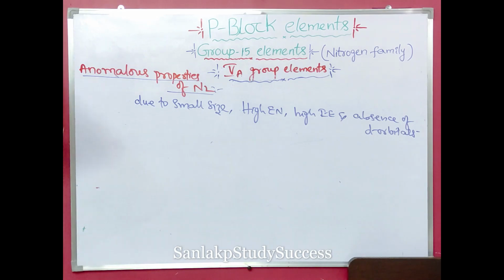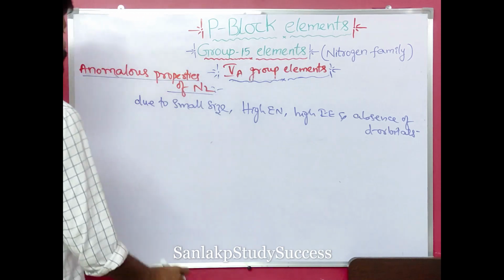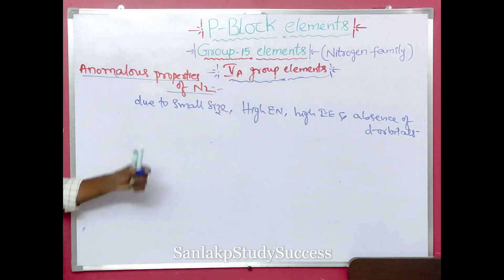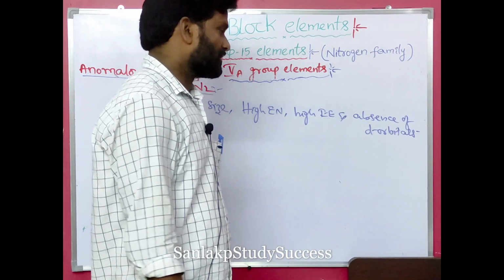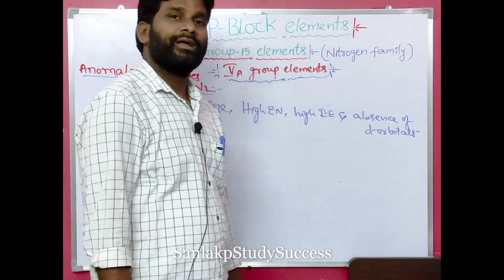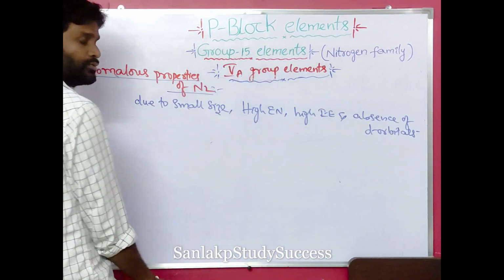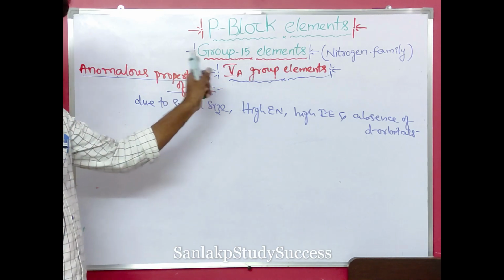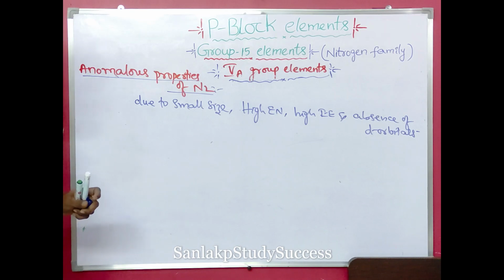Okay, in the p block elements, the first element of any group can show abnormal behavior due to small size, high electronegativity, high ionization energy and absence of d orbitals. Why absence of d orbitals? All these first elements of each group are present in the second shell, that means 2s2 2p3, 2s2 2p4, 2s2 2p5. So in the second shell d orbital is absent, right?